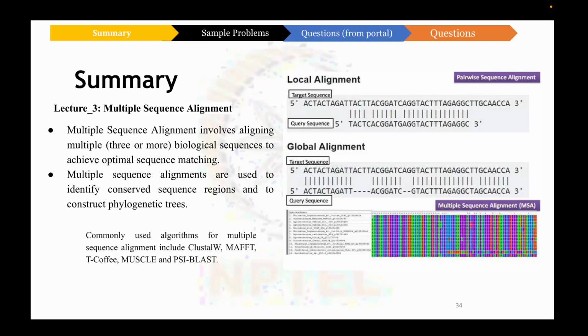So we have cluster-based methods such as ClustalW, Clustal Omega and T-Coffee, which are well-known progressive alignment programs. Commonly used algorithms for multiple sequence alignment include progressive methods like ClustalW, MAFFT, T-Coffee, as well as iterative methods such as MUSCLE and SciBlast. Each algorithm employs different strategies and heuristics to generate alignments, balancing computational efficiency with alignment quality.